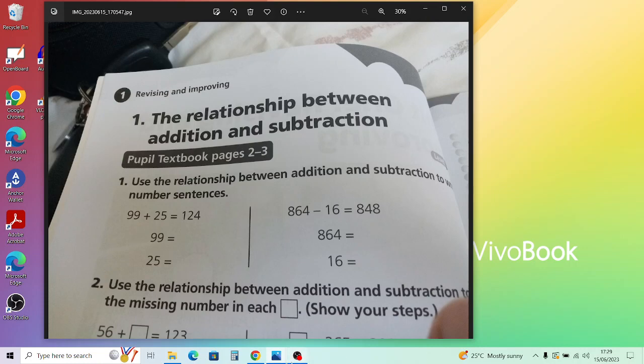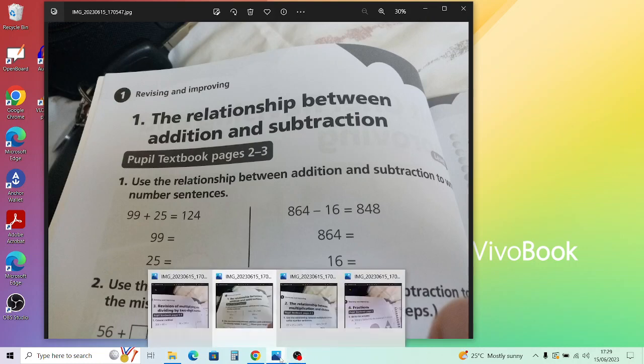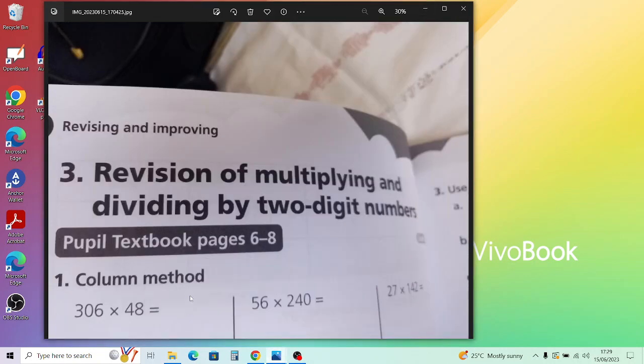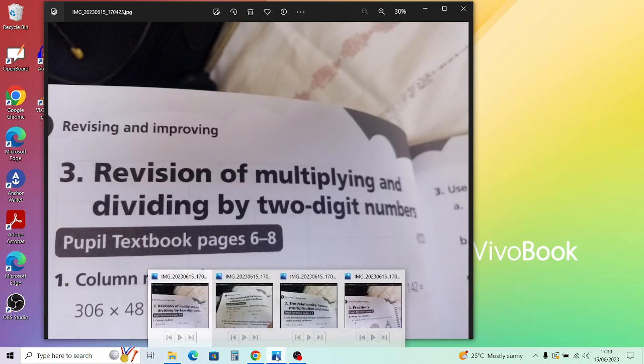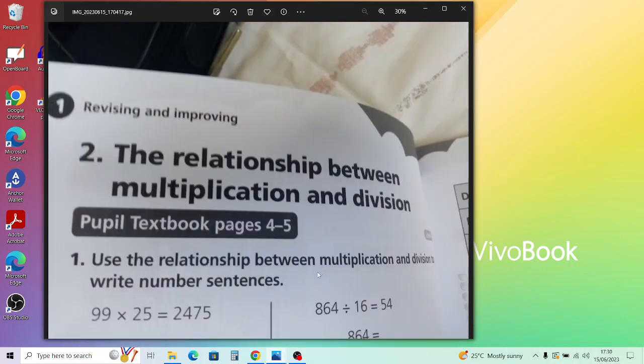And then moving on to section 2, which is called the relation between multiplication and division. So let's go to section 2. This is the one. So column method to do 99 times 25 equals 2475.